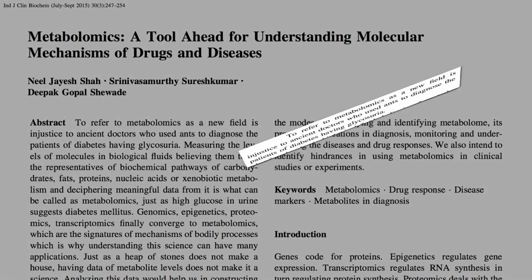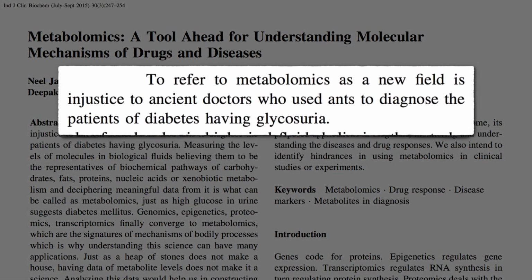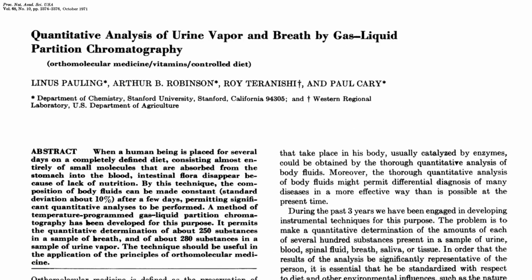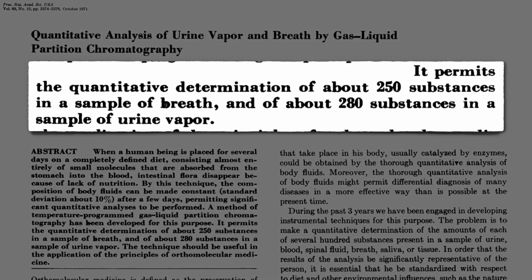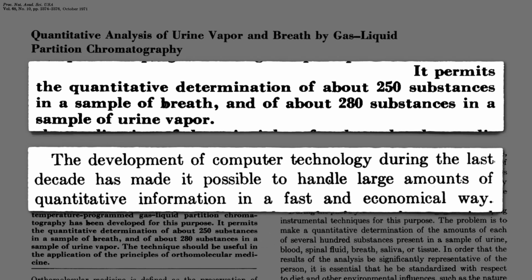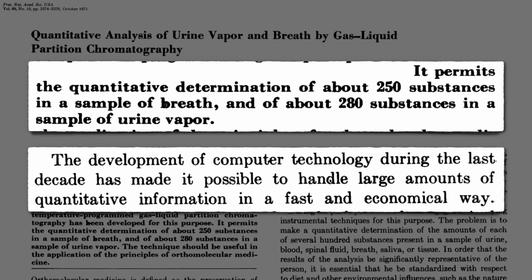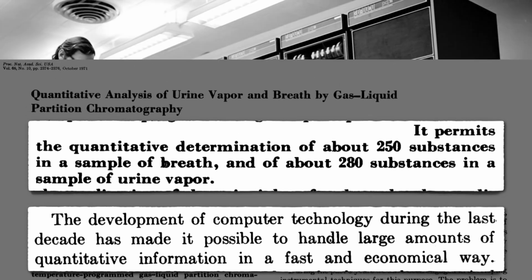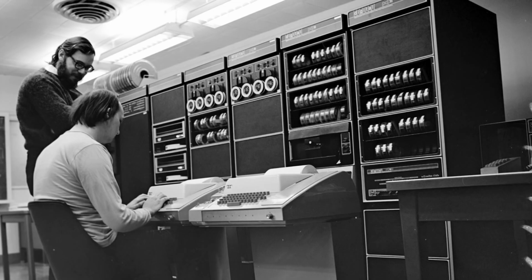To refer to metabolomics as a new field, though, is to do injustice to ancient doctors who used ants to diagnose people with diabetes, because the ants could detect the sugar in their urine. The first modern foray discovered hundreds of substances in a single breath, for example, thanks to the development of computer technology that made it possible to handle large amounts of information. And that was in 1971, a time when computers looked like this.